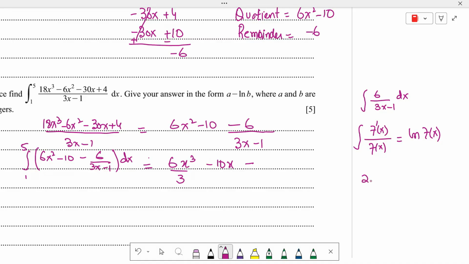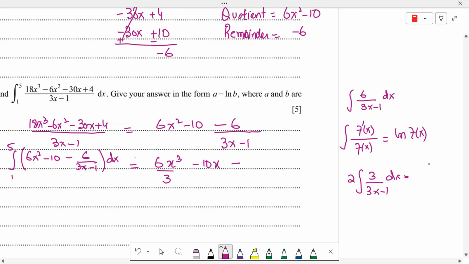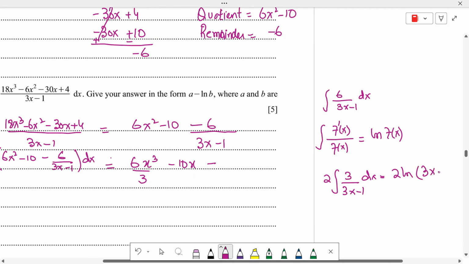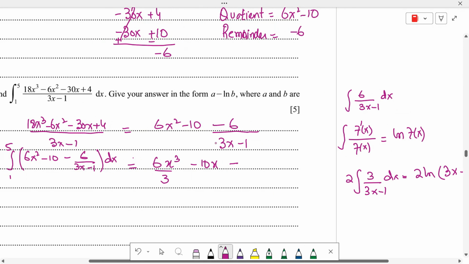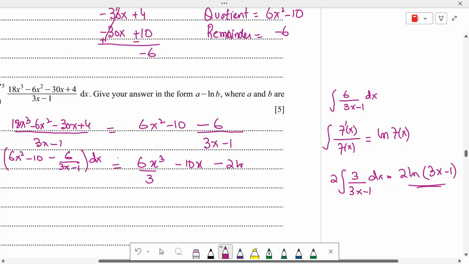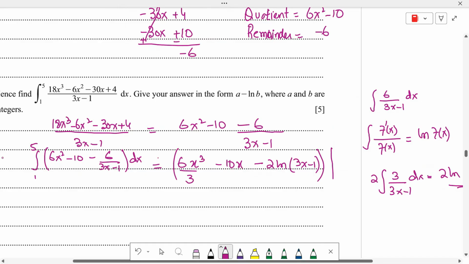So we can write it as 2 times integration of 3 over 3x minus 1, derivative over function. So this will be equal to 2 times ln 3x minus 1. So we can use this integration here: 2 times x cube over 3... 2 times ln 3x minus 1, from limit 1 to 5.